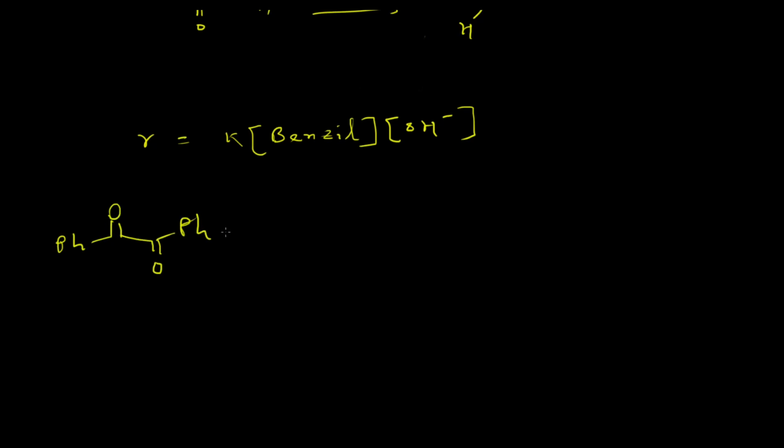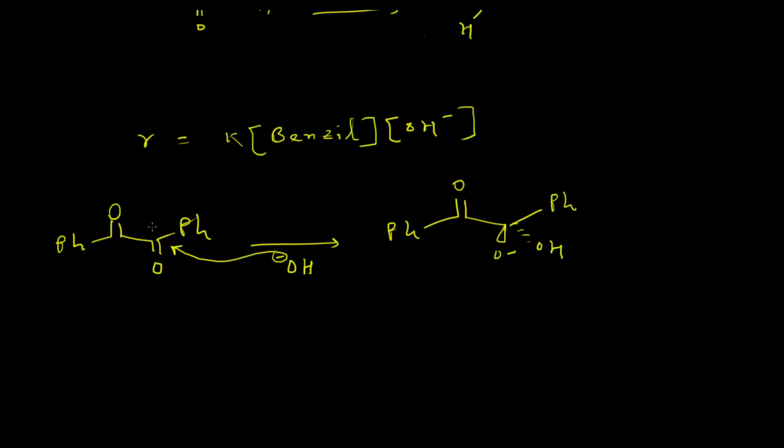Initially the OH minus will act as a nucleophile and will attack either of these two carbon-oxygen double bonds. So if we take this one, after the nucleophilic attack by this OH minus on this particular carbonyl bond, this intermediate will form, which is obviously a tetrahedral intermediate. This carbonyl sp2 hybridization state is now changed into an sp3 hybridization state.